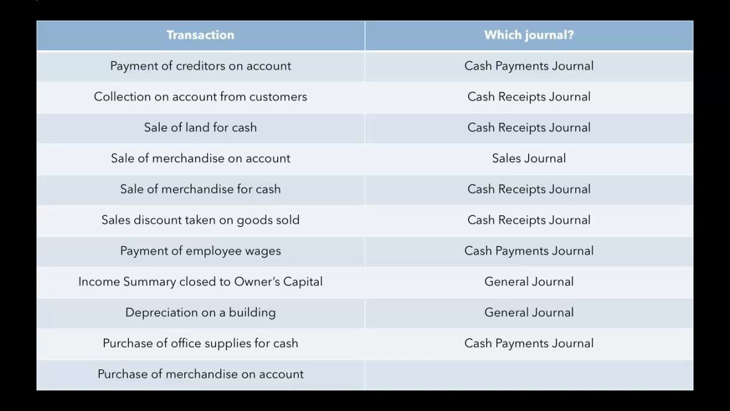Then purchase of merchandise on account. That's the definition of what falls into the single column purchases journal.